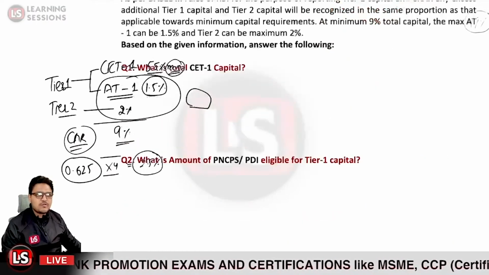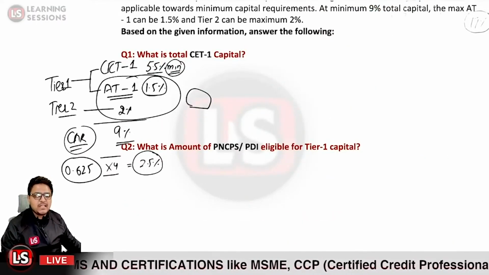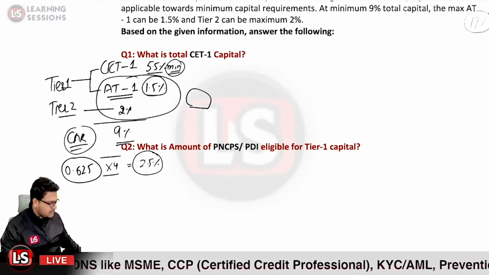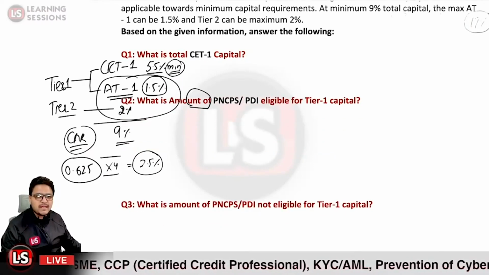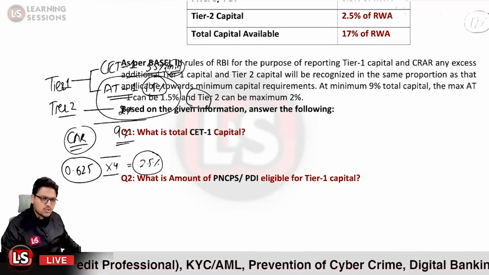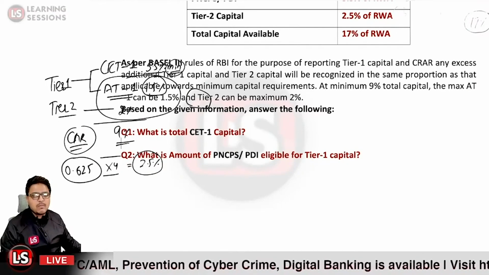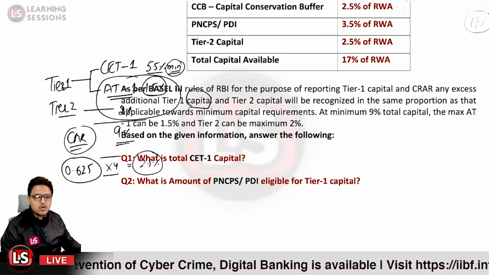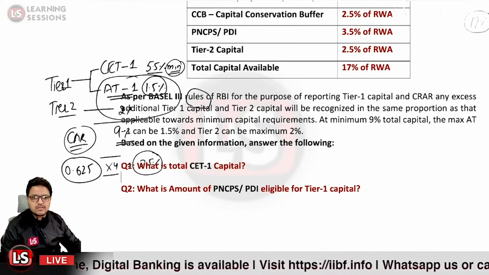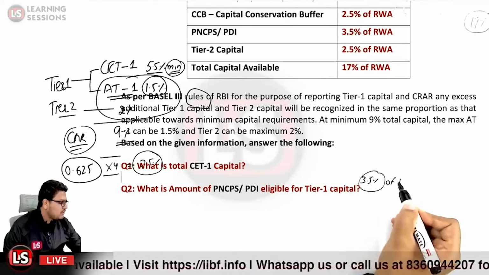Okay. Next question over here, it says, what is the amount of PNCPS or PDI eligible for Tier 1 capital? What is the amount of the PNCPS, that is the perpetual non-cumulative preference shares, and the PDI eligible for the Tier 1 capital? We need to answer in the case of Tier 1 capital, what amount of the PNCPS would be eligible over there? Now the PNCPS amount is given to be 3.5% of the risk weighted assets.